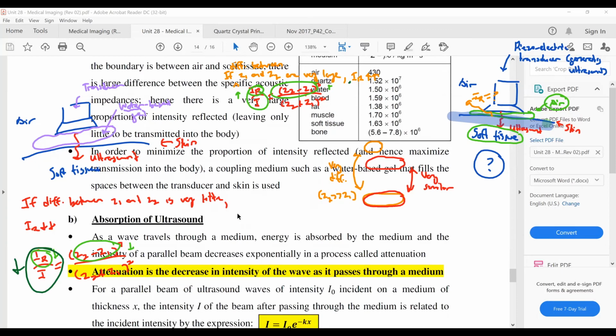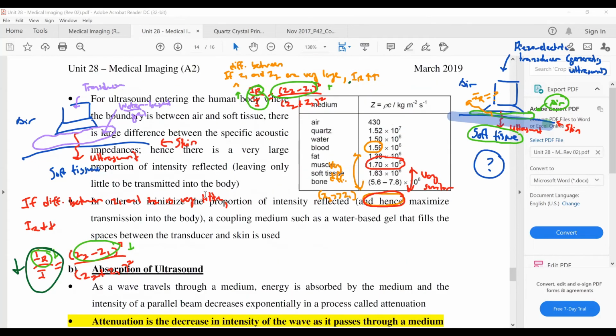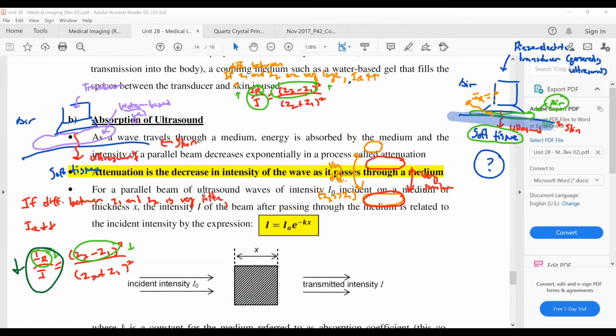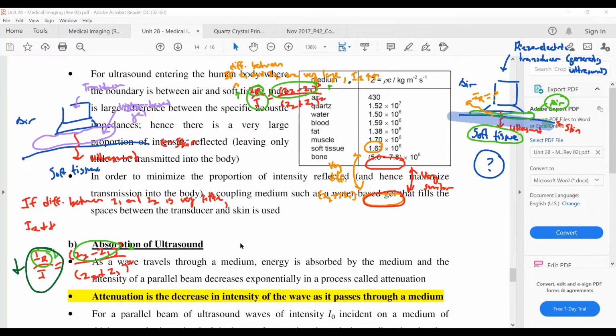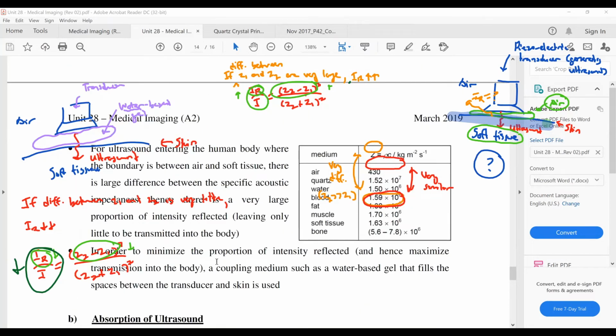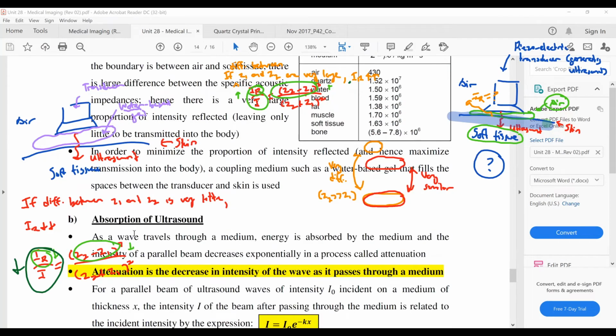All right. Okay, so this part is done. Then after that, I need to talk a bit about absorption of your ultrasound through a medium. Now absorption of ultrasound through your medium, this one isn't talking about your ultrasound that is reflected. This is talking about ultrasound that has actually traveled through a particular medium thickness.